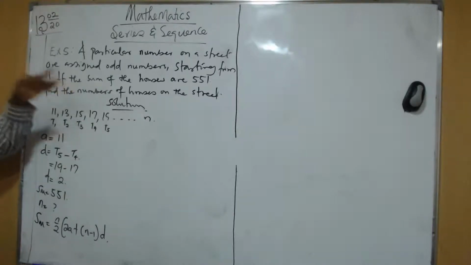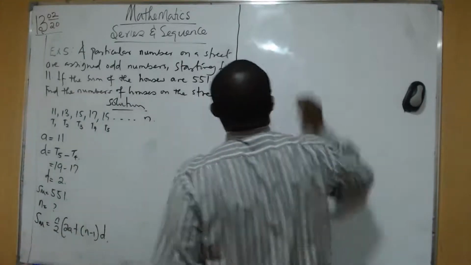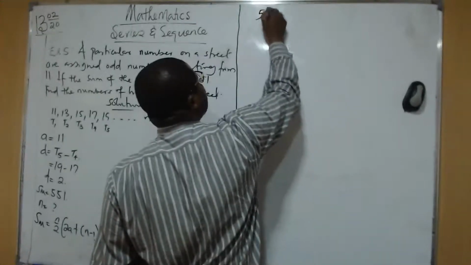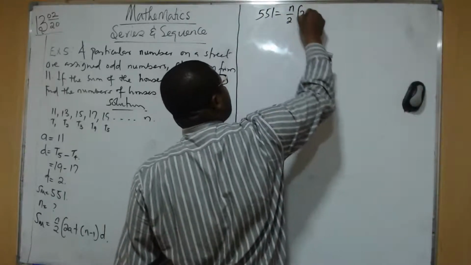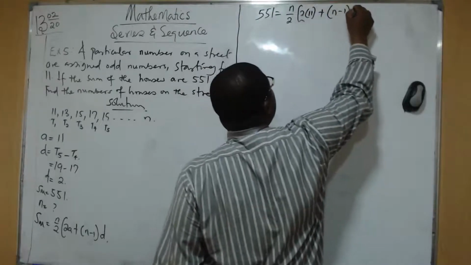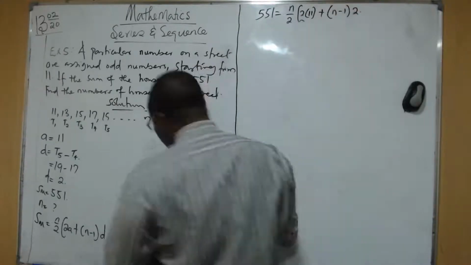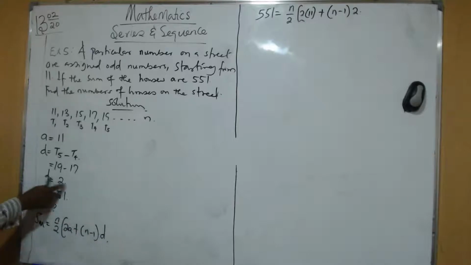And since the question is talking about the sum of houses in that street, we know that we are going to use the sum of AP and substitute the values from the question. Now the sum is 551 equals n over 2, bracket 2 times our first term, 11, plus n minus 1 times our common difference, 2. I already substituted. Our n, we still don't know, so we leave it like that. Then our d, the common difference, is 2.